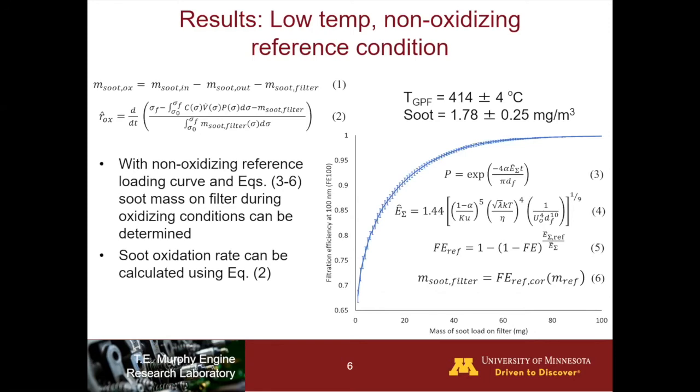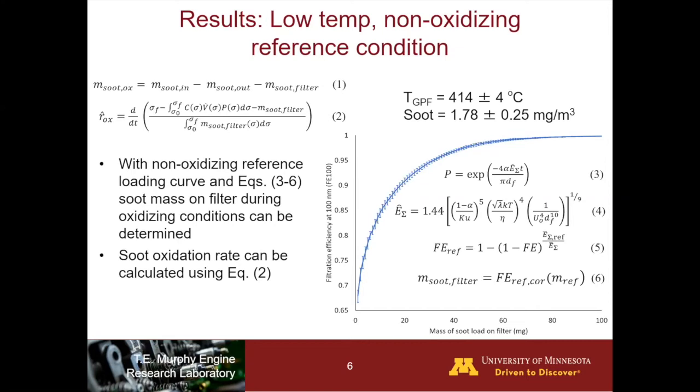So for the low temp non-oxidizing reference condition, this is used to set a baseline for the GPF loading. Equation 1 shows a mass balance for the GPF. And for the non-oxidizing condition, there's no oxidation. And so it's just mass of soot on filter is equal to mass of soot in minus mass of soot out, which we're measuring. And so we can get this curve that you see on the right, which is filtration efficiency as a function of mass of soot on the filter.